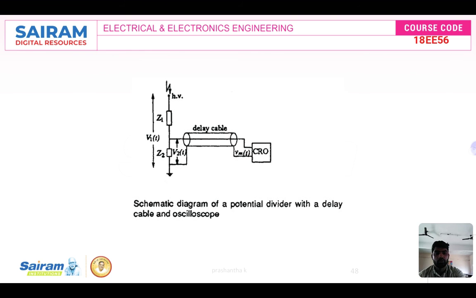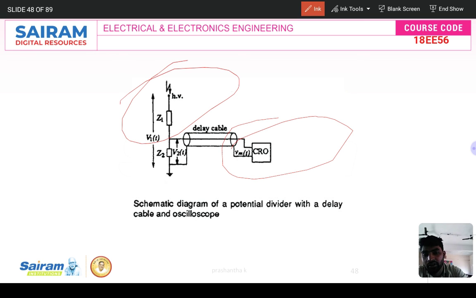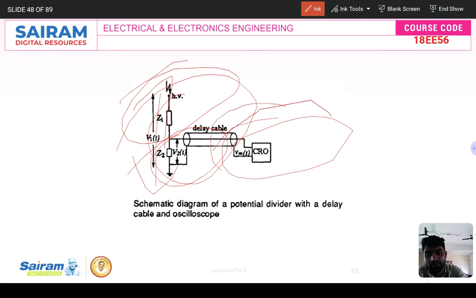As you can see in the diagram, there is a high voltage. That one is the input impedance, having resistance and reactance. It's a potential divider; the voltage is divided using the cable, oscilloscope and so on. This is a CRO, which gives the output voltage waveform, and this is V2. This is the secondary side voltage. So the divider gives the total voltage, and dividing these two voltages gives the CRO indication.